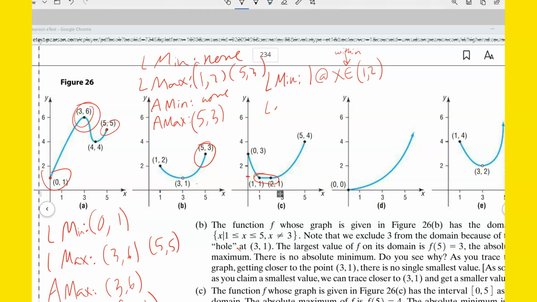All right, we have a local maximum at (0, 3) and at (5, 4). We have an absolute maximum. We have an absolute minimum. That's going to be the same exact answer as my local minimum. We have an absolute maximum only there at (5, 4).